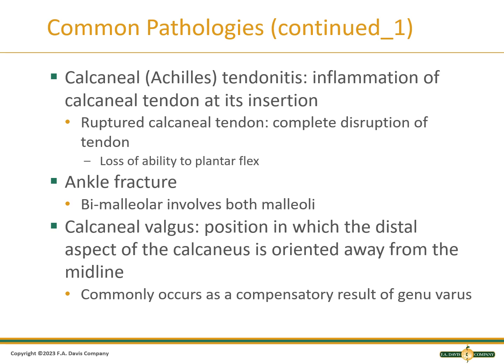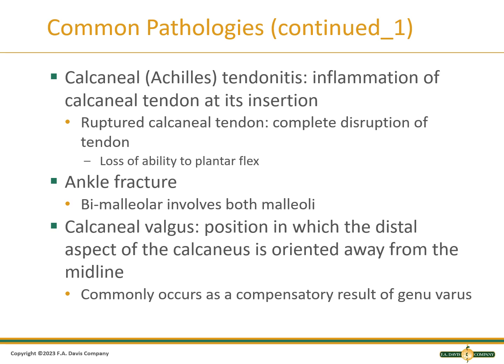Calcaneal tendonitis or Achilles tendonitis is inflammation of the calcaneal tendon at its insertion. A ruptured calcaneal tendon is when we have a complete tear of the Achilles, and it results in the loss of the ability to plantar flex because there's nothing pulling there anymore. An ankle fracture can involve one malleolus or both. It's called bimalleolar when it involves both.